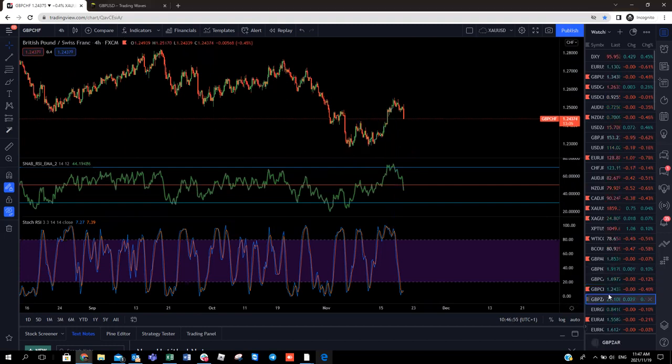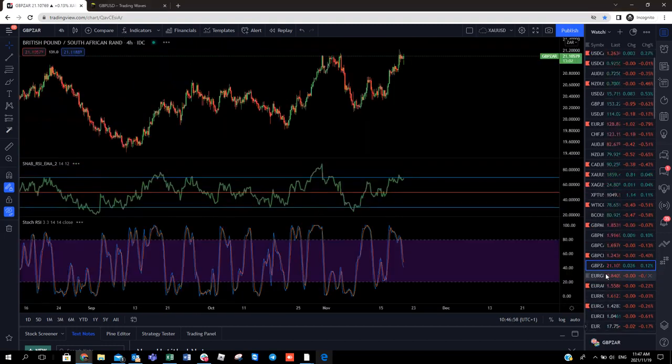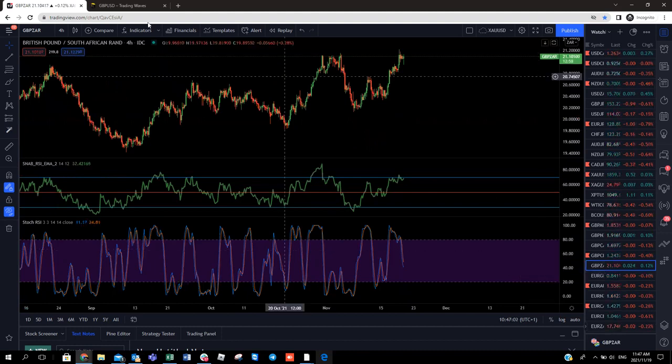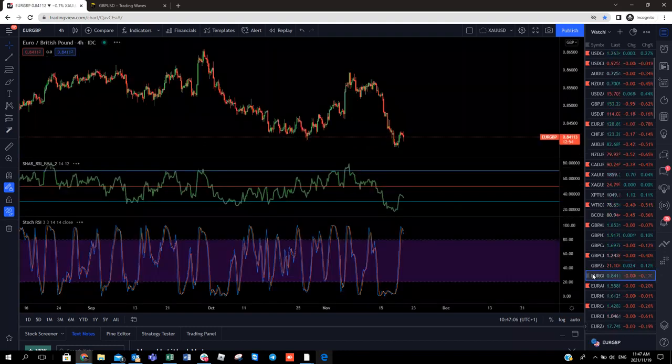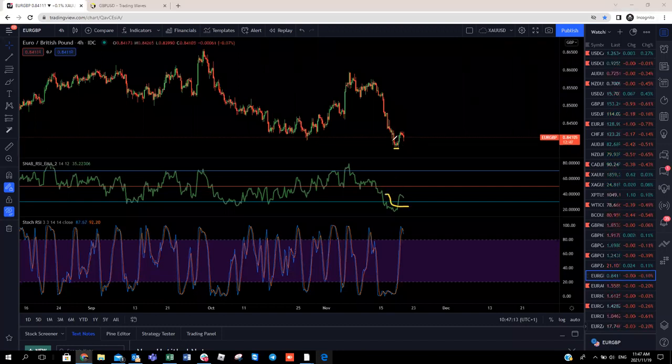Euro pound, we were looking for Euro pound, not pound ZAR. Euro pound, bearish. Bearish here. Even if we do get a move around that level, we'll see this one continue lower. That is what we're going to expect there on Euro pound.